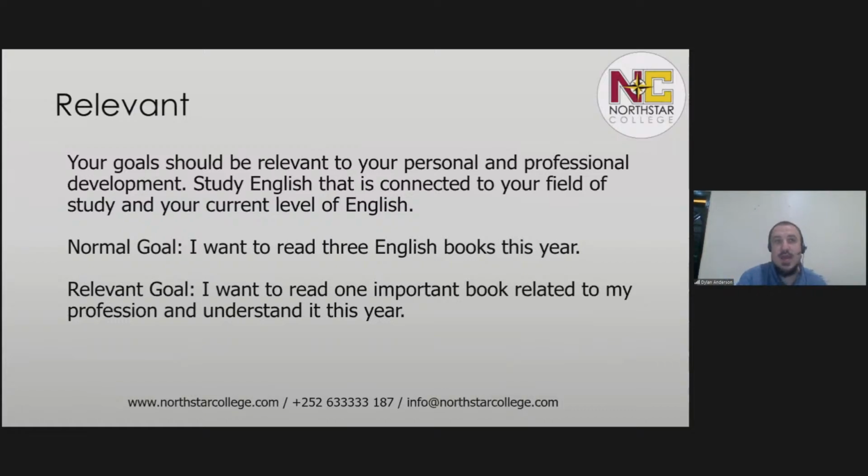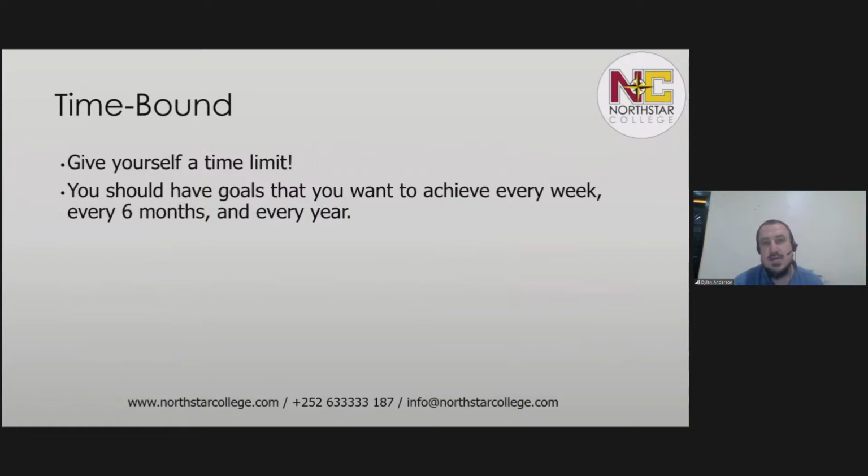So we did S, M, A, and R, and the last one is T, which is time bound. So you need to give yourself a limit. You should give yourself both short term, like small and short term goals, like every week, right? And then long term goals, like 6 months or every year. If you don't have the short term, you won't have a sense of achievement. If it's only 6 months or a year, it will be a long time before you feel like you've achieved anything. So it's important to have weekly goals so that you feel a sense of achievement, a sense of progress every week, and then longer goals so you know what you're working for long term.